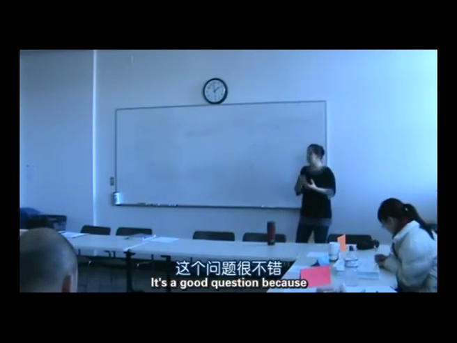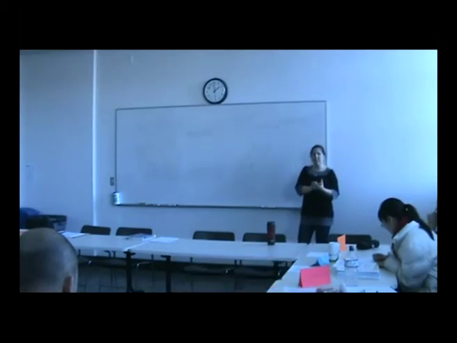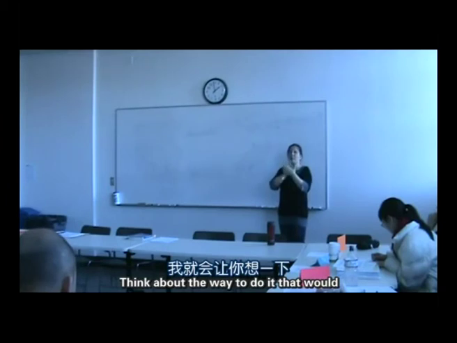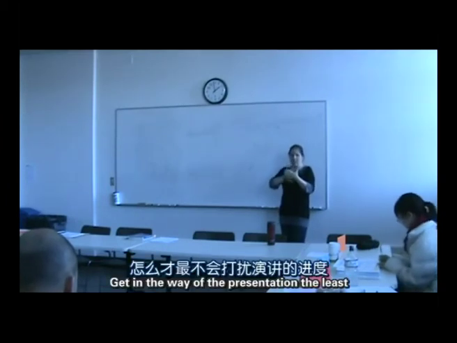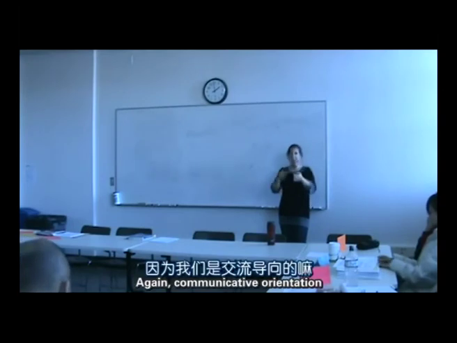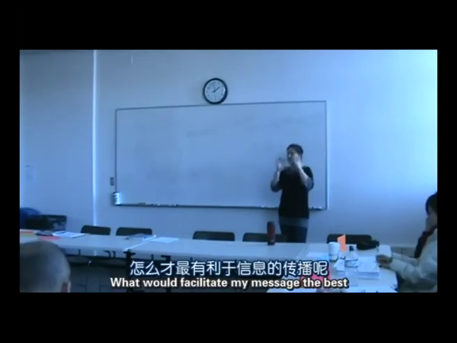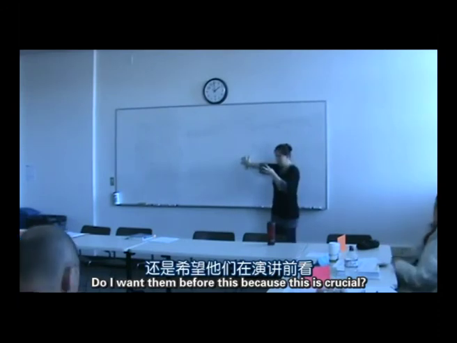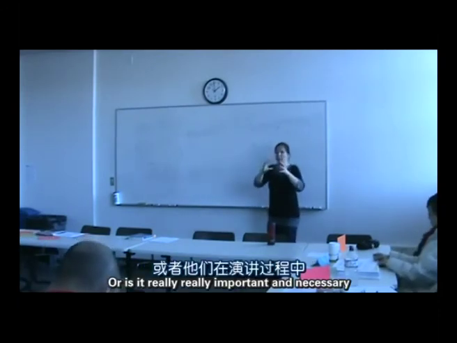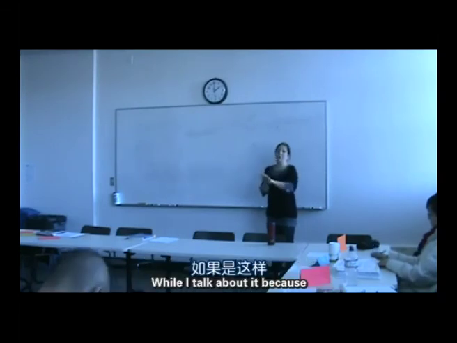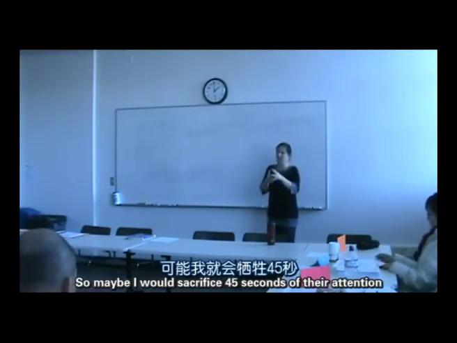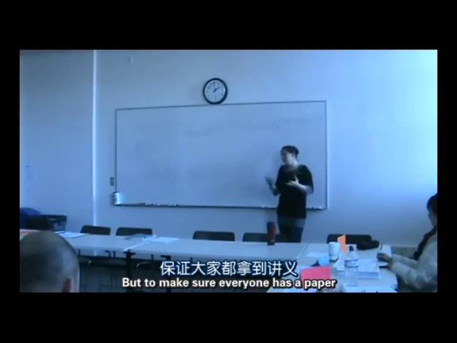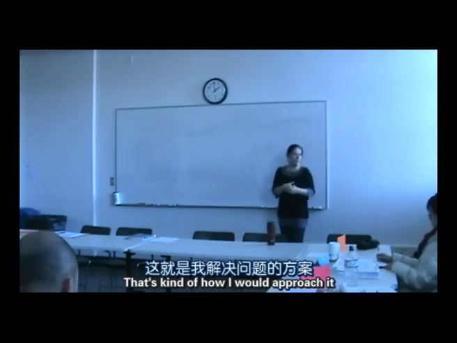That's a tough one, though. It's a good question, because the way I would answer it is, think about the way to do it that would get in the way of the presentation the least. Again, communicative orientation. What will facilitate my message the best? Do I want them to look at it because this is crucial? Do I want them to focus on this because this is crucial? Or is it really, really important and necessary that they have a piece of paper in front of them when I talk about it? Because if so, then maybe I can sacrifice 45 seconds of their attention, but to make sure that everyone has a paper. That's kind of how I would approach it.